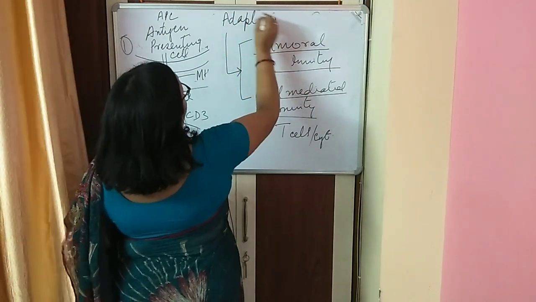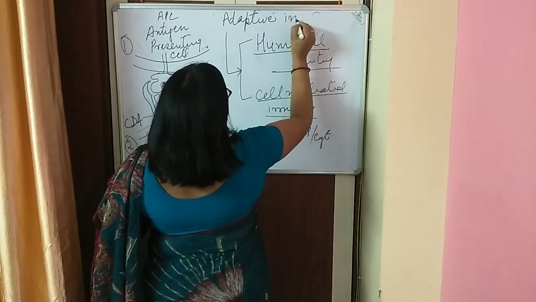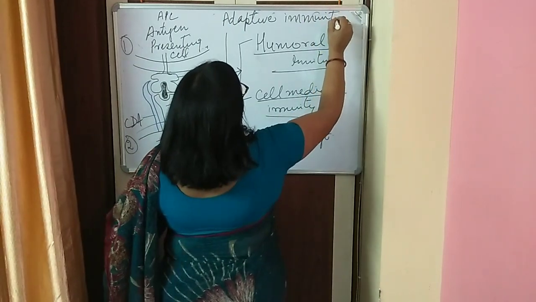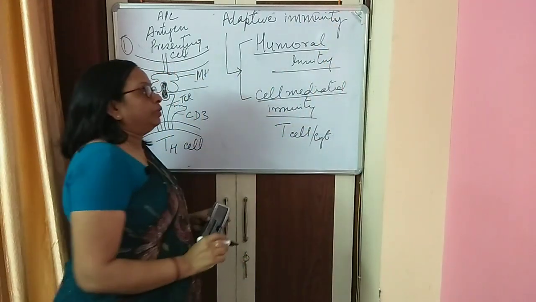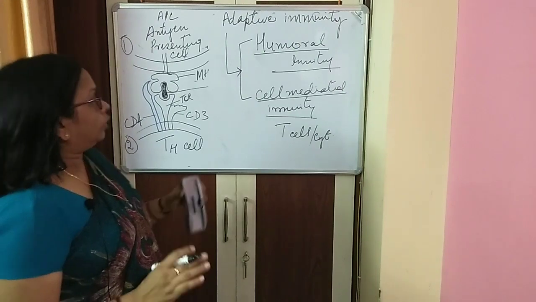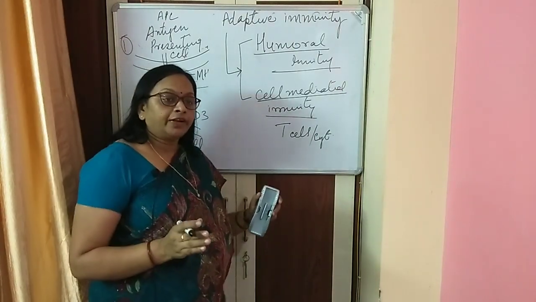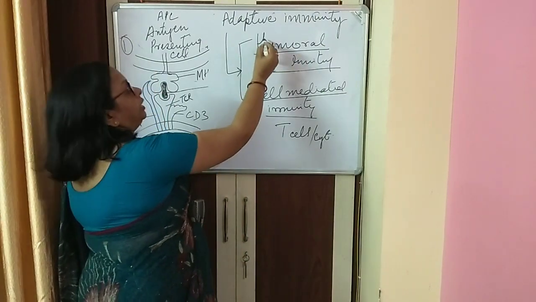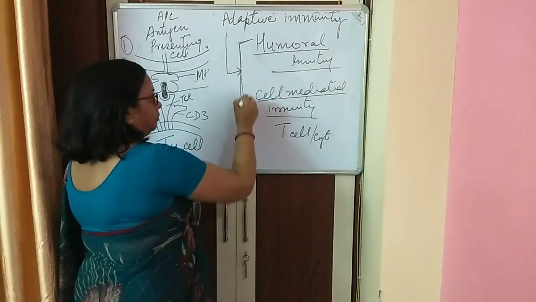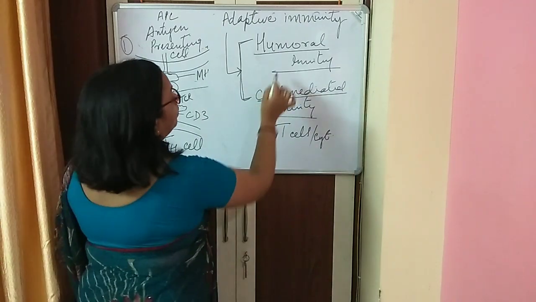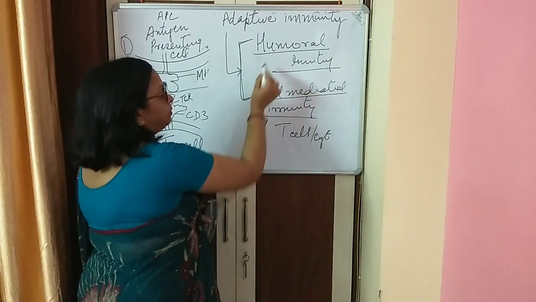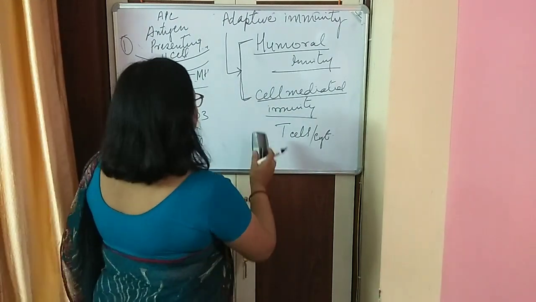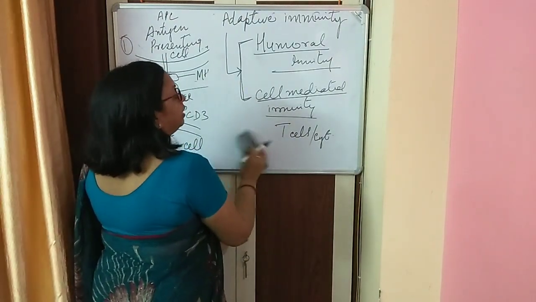I told you this is a very specific type of immunity as compared to innate immunity, because a lot of lymphocytes interact together for the production of antibodies. So adaptive immunity has two branches, humoral immunity and cell mediated immunity, but these two types work together for strengthening the immune system.